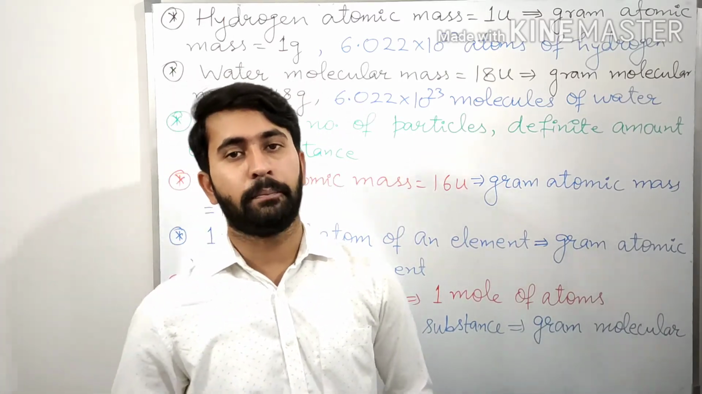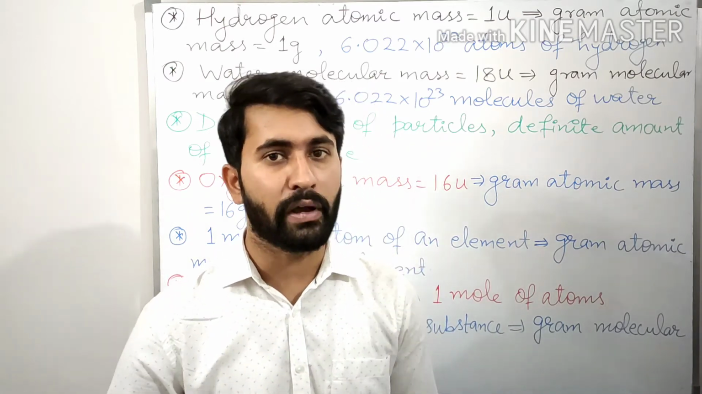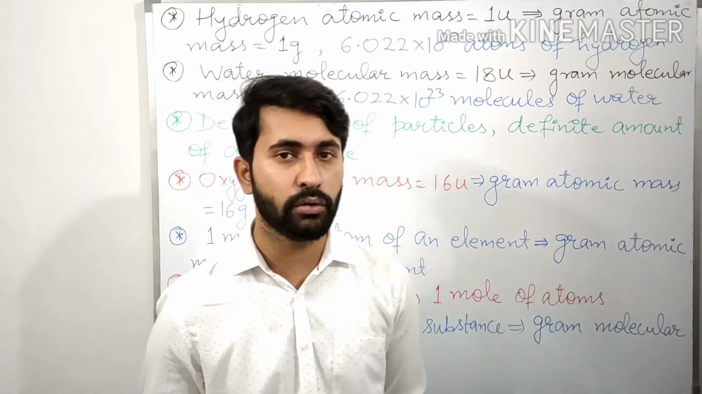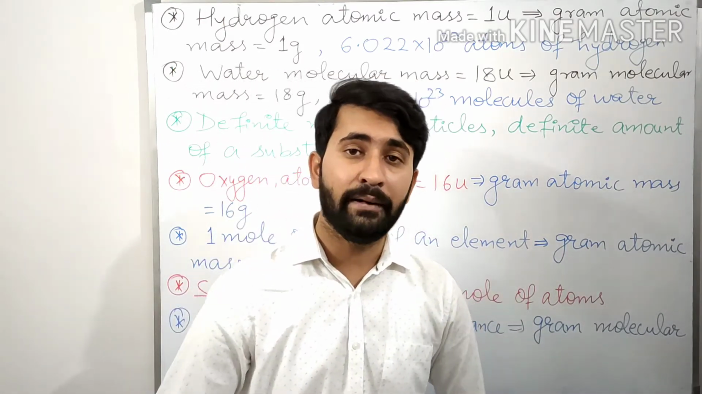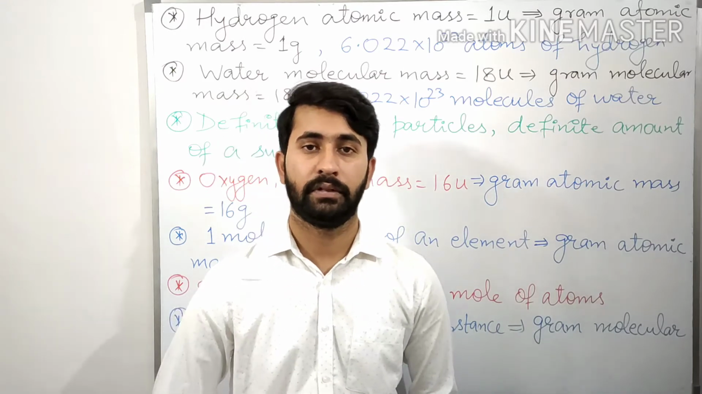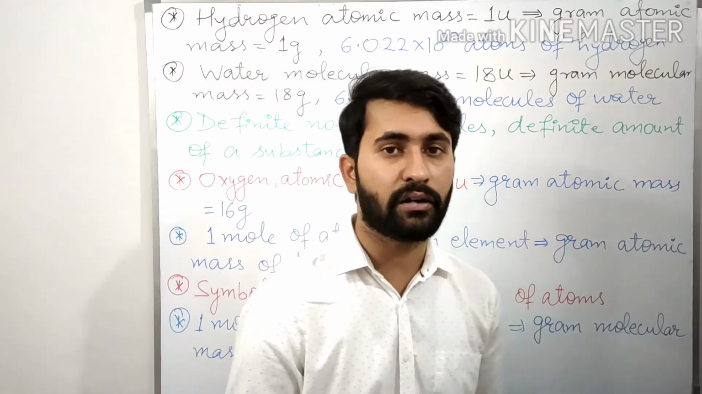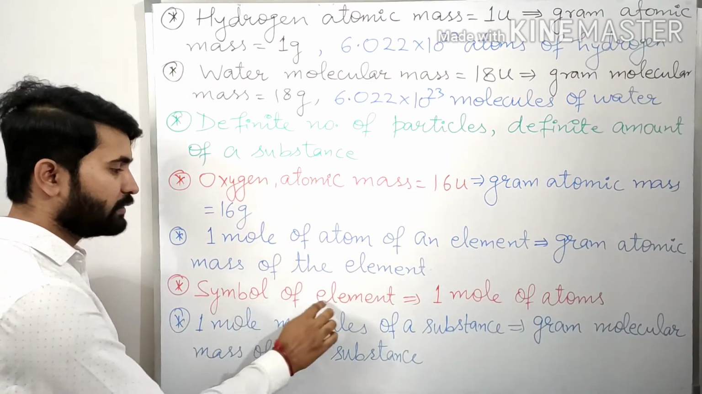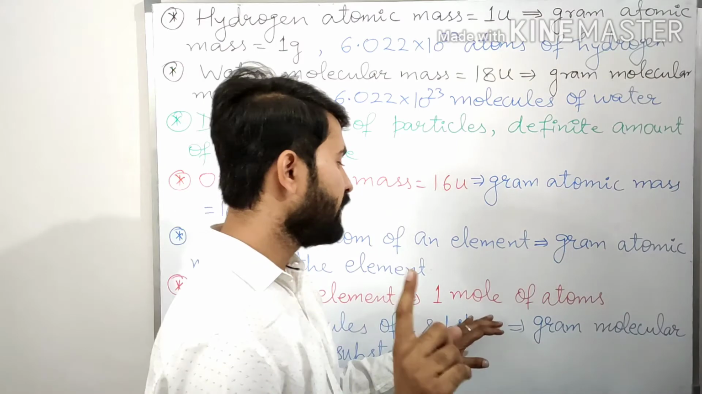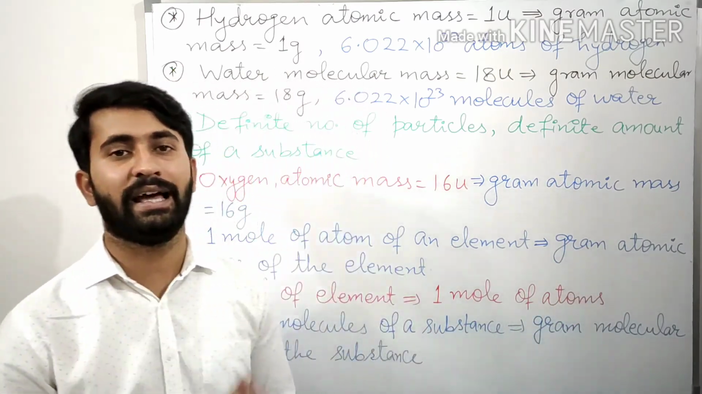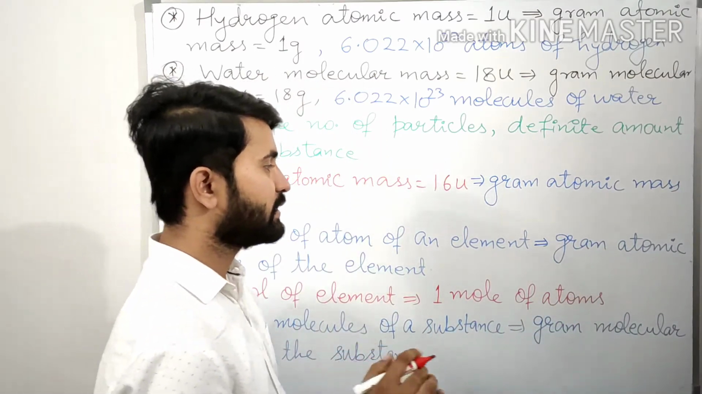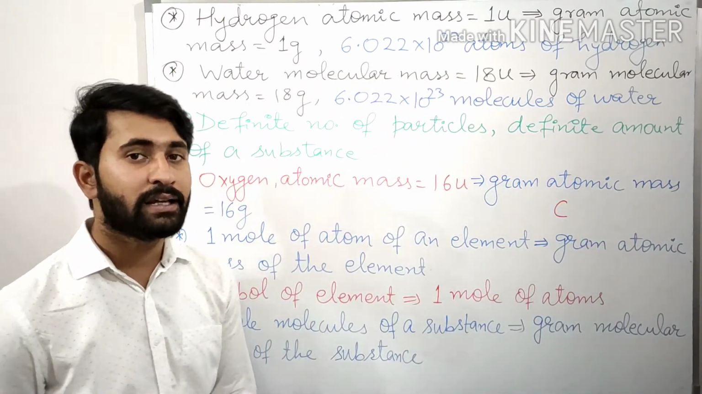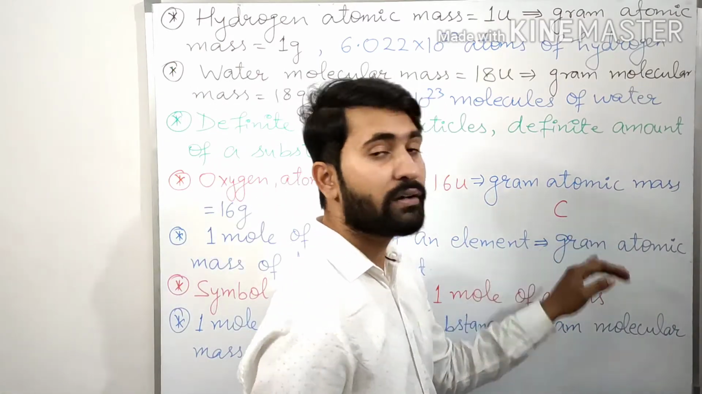Similarly, the atomic mass of carbon is 12 U. So its gram atomic mass will be equal to 12 gram. So 1 mole of carbon atoms will have a weight of 12 gram. Now the symbol of an element represents 1 mole of atoms of that element. Suppose somewhere the symbol of carbon, that is C, is written, it means that it represents 1 mole of carbon atoms.